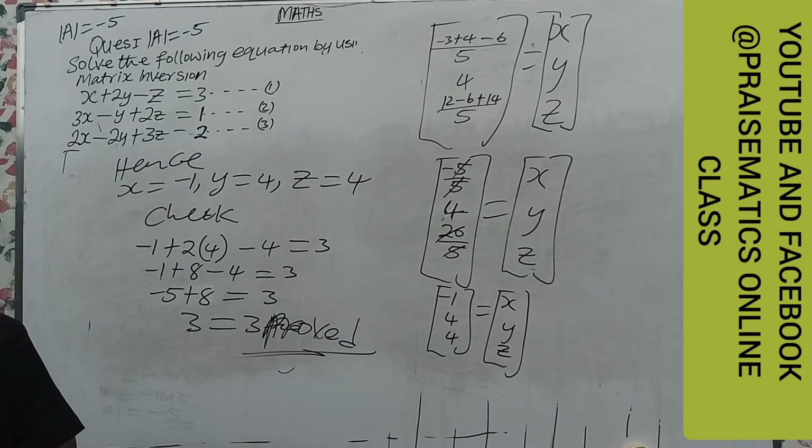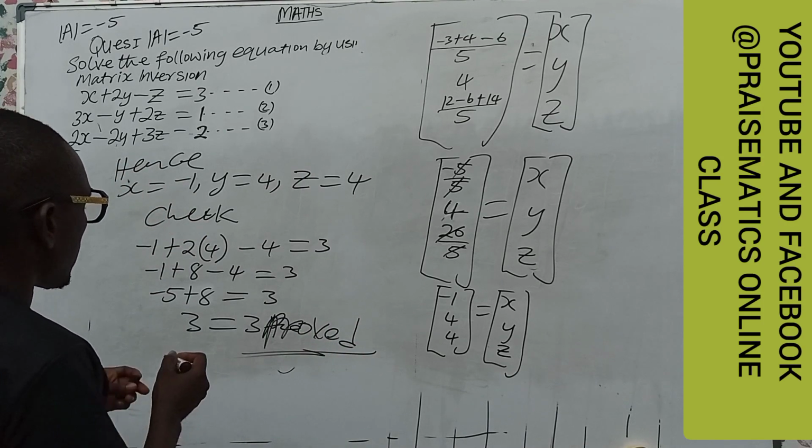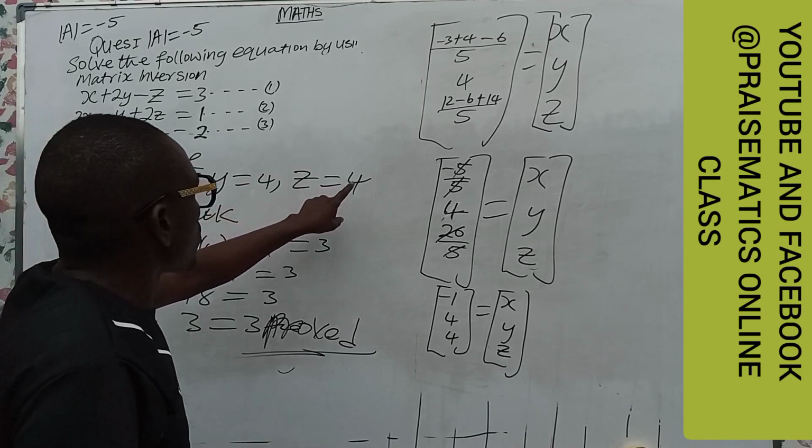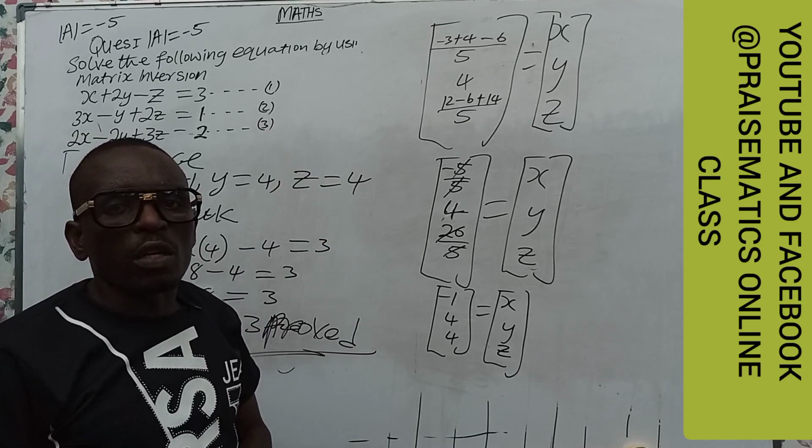So X equals minus 1, Y equals 4, and Z equals 4 are the solution to this equation.